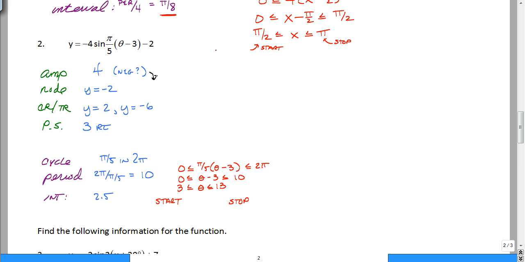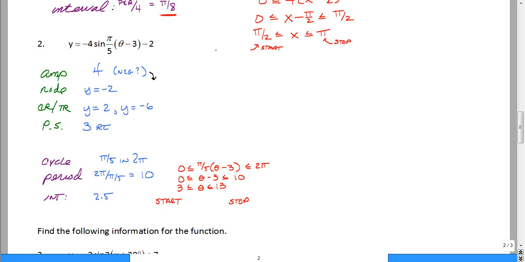Typically, sine will start at the origin and start by going up. When it's negative, it starts by going down. Your node line is y equals -2. Your crest is 4 above, your trough is 4 below, that's why you have a 2 and a -6, and your phase shift is 3 units to the right.